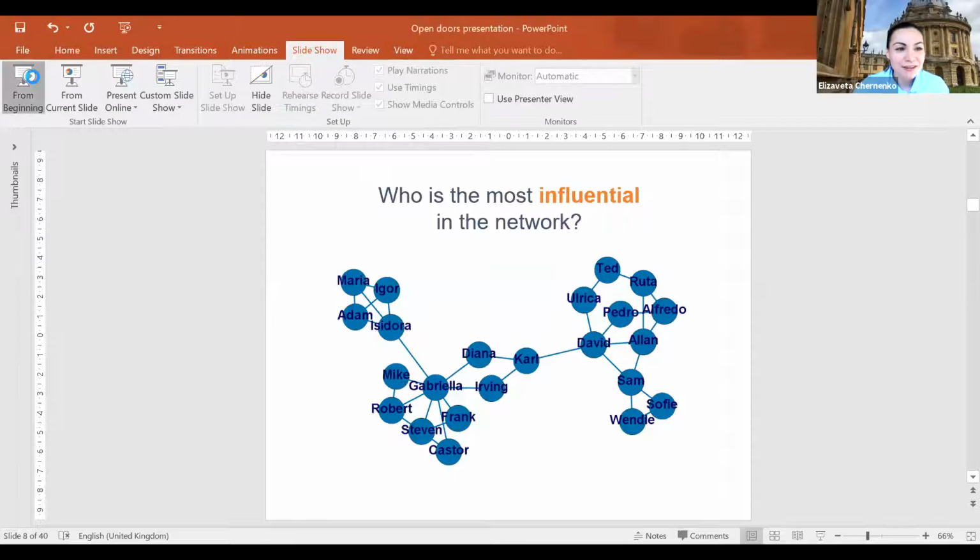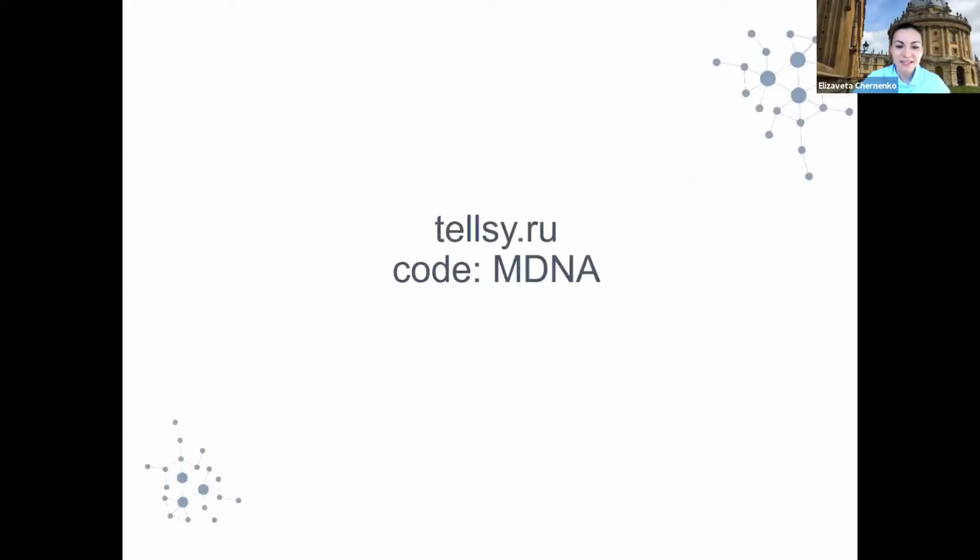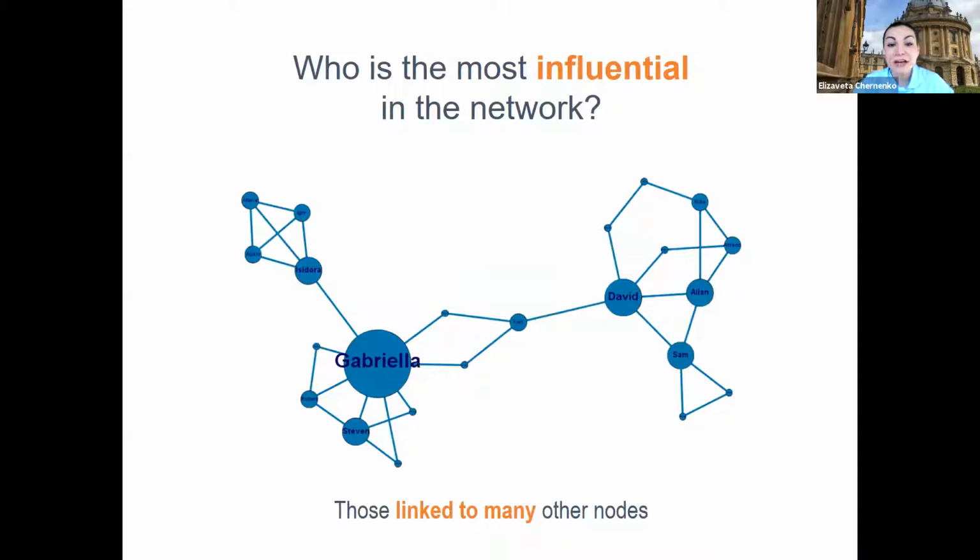So the reason why everyone recognized that Gabriella is the most influential is that she has got the highest number of links. That is what we call degree centrality. In this network, she's the most central in terms of the largest number of connections.